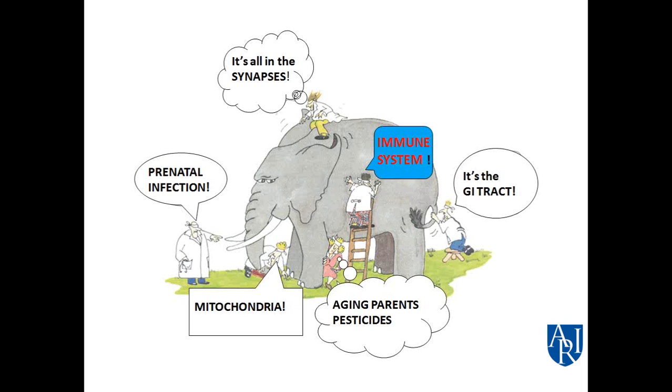But we won't forget that the GI tract is involved, sleep is involved, synaptic function is involved. Prenatal infection was the first thing that gave us biological clues to autism. And of course that was recognized by ARI's founder, Dr. Bernard Rimland, who made great contributions to the field. And we will talk later about mitochondria in autism.